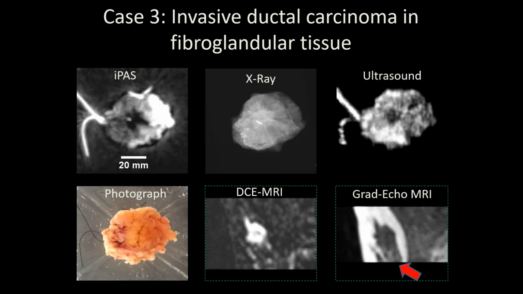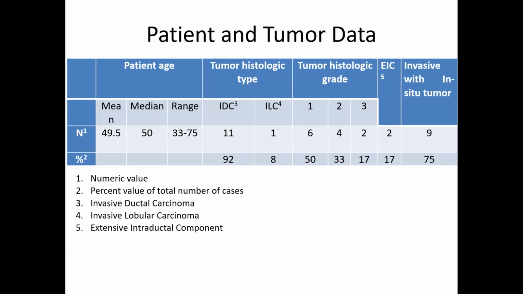The dynamic contrast enhanced MRI and gradient echo MRI were preoperative scans. The top panels show all intraoperative scans. There is a fairly good agreement here between the dynamic contrast enhanced and iPAS as well. And again, it highlights the difficulty in examining these dense breast lesions on even X-ray or ultrasound, and trying to get a good agreement with established state-of-the-art standards. So I'm going to move on now to statistical summary of our data.